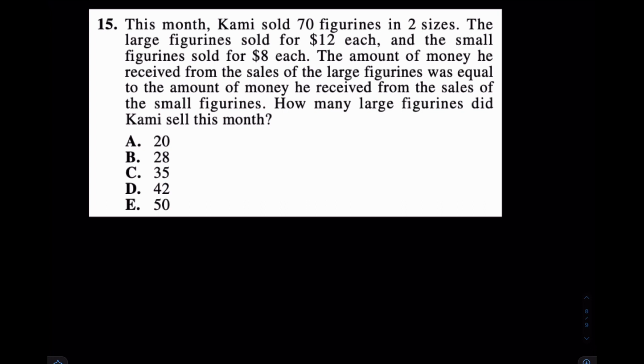Let's read. It says, this month, Kami sold 70 figurines in two sizes. Wait a second. There's the large and the small equals 70. Again, that's your quantity equation.